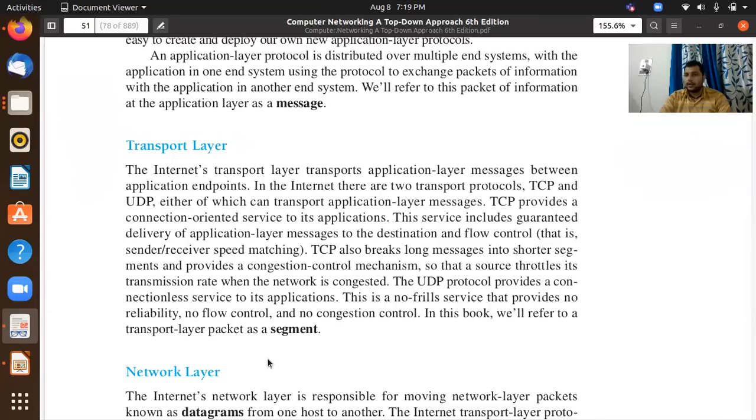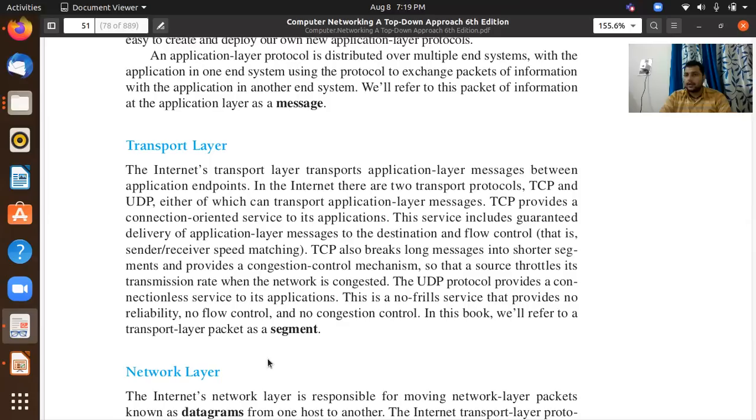Apart from that, there are more services like error control. If from location A to location B you are sharing information, location B should know whether what it has received is correct or not. If there is any error, then you have to resend it. That service is also provided at the transport layer.